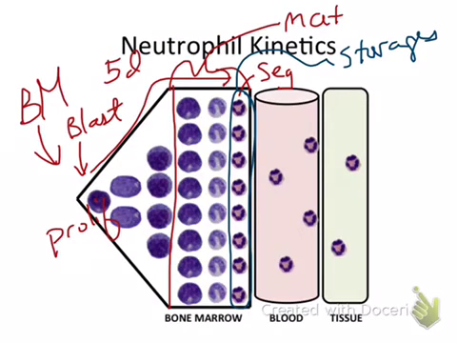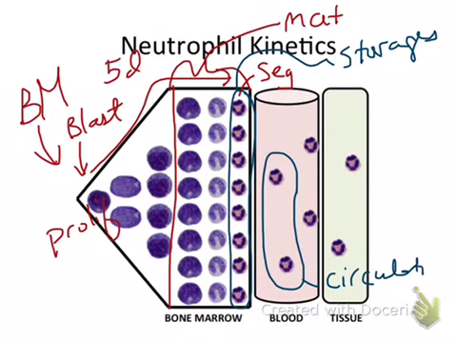Within the blood, there are also two pools. There are those neutrophils that are free-flowing within the blood, and those are called the circulating pool. And then there's those neutrophils that are adhered to the endothelium temporarily. They could either go back into the circulating pool, or they can go and migrate into the tissues. And this pool is called the marginal pool.